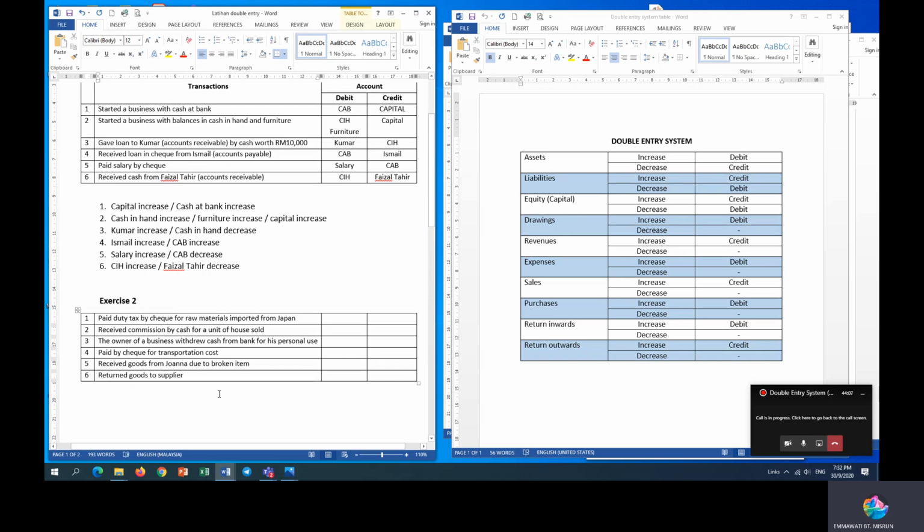Okay, so I'm giving you this task. I need you to use this exercise and then identify the two or more accounts that you need to open for each one of these business transactions, and then do your entry based on this double entry system. So we are going to discuss this answer once you have come back from your long holiday.